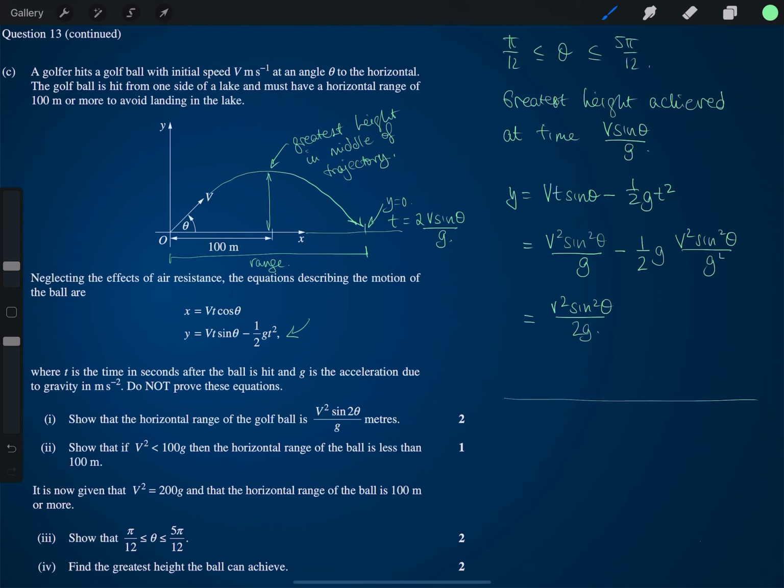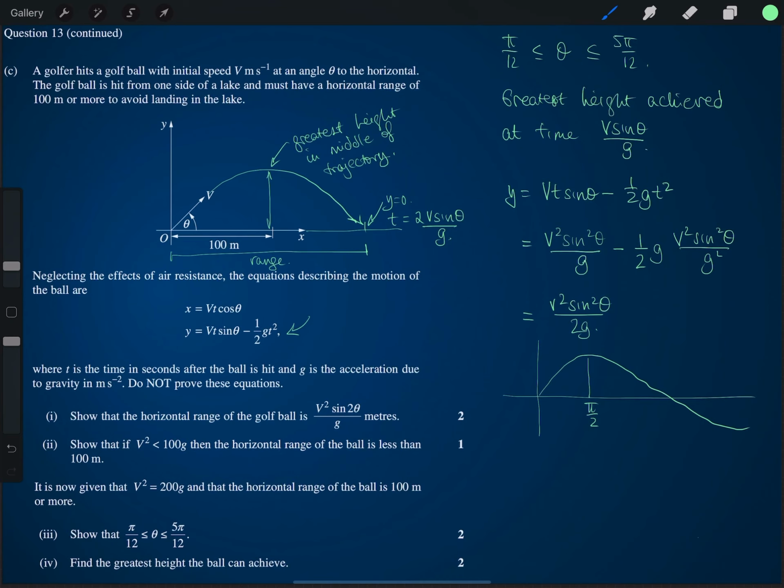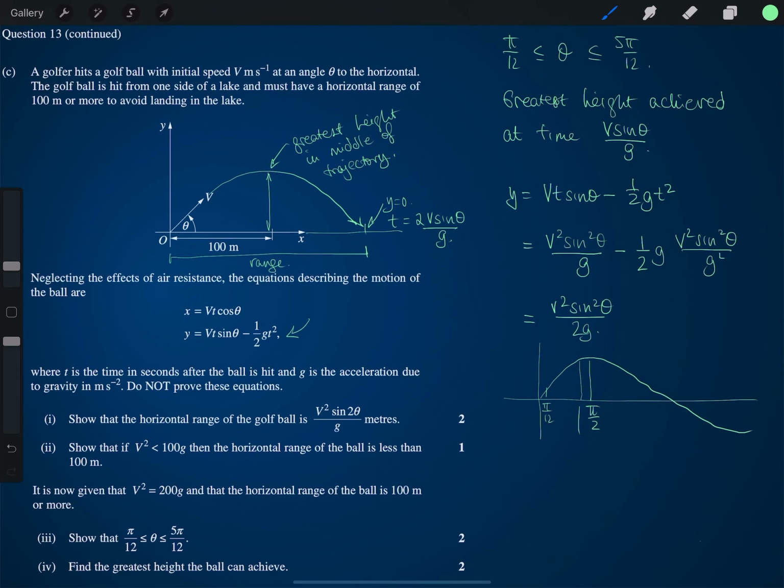Now, if we think about the different values for sine squared theta that we could possibly get, with theta being anywhere between pi on 12 and 5 pi on 12, 5 pi on 12 is still less than half pi, right? So that's going to be the greatest possible value of sine theta that we're going to have. And so sine squared theta is going to be maximized when theta is 5 pi on 12.